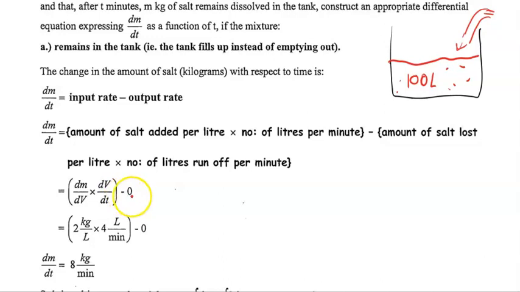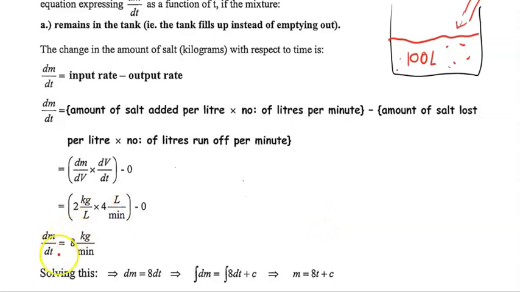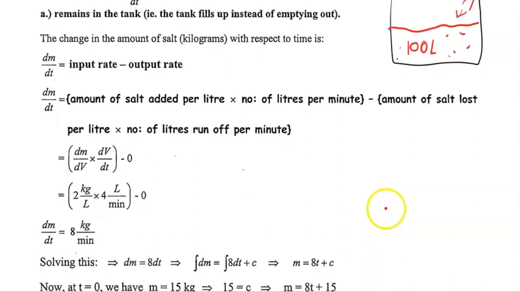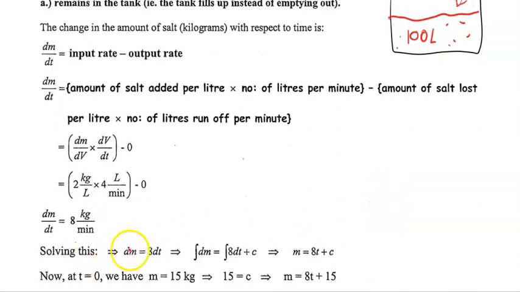The output rate is 0 because solution is only flowing into the tank and not out. So it's coming in at the rate of 2 kilograms per litre times 4 litres per minute. That's what we were given. So dm/dt is 8 kilograms per minute. Solving this, we could separate the differentials. dm is 8 dt. Integrate both sides. You have the integral of dm equals the integral of 8 dt plus c, so m is 8t plus c.